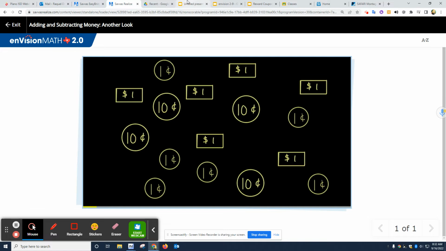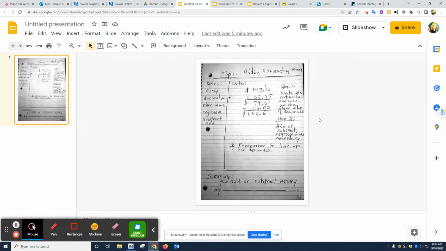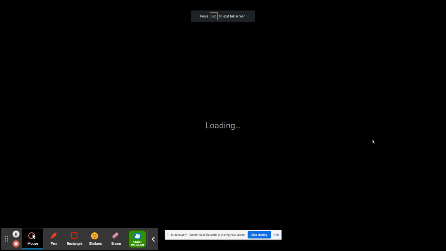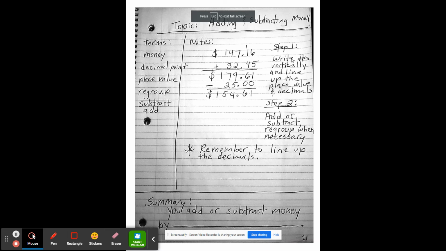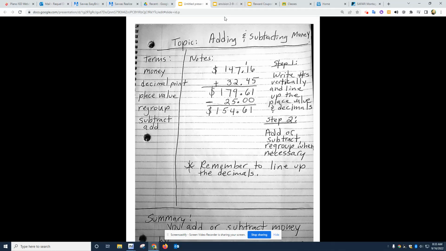So let me show you my notes one last time. Basically, it's a very simple process, two steps. First step, line the numbers up vertically and line up the place values and decimals. Next, add or subtract and regroup if necessary. Remember to put your decimal in your answer. Let's try a couple problems together.